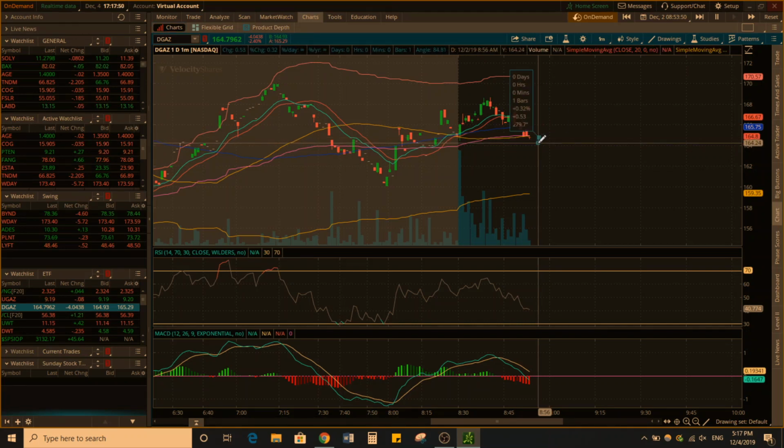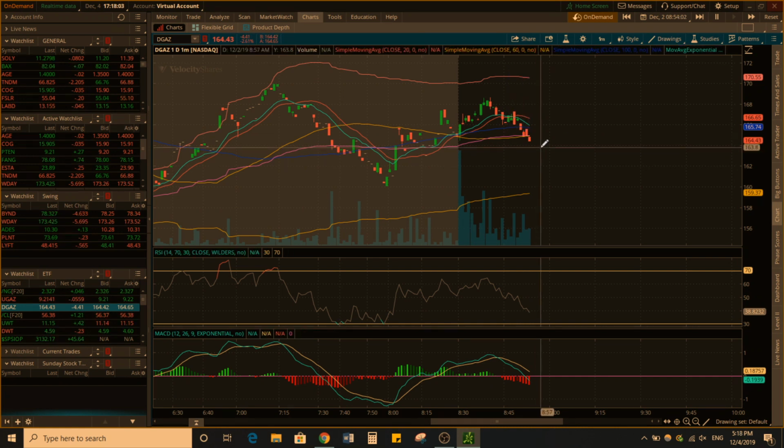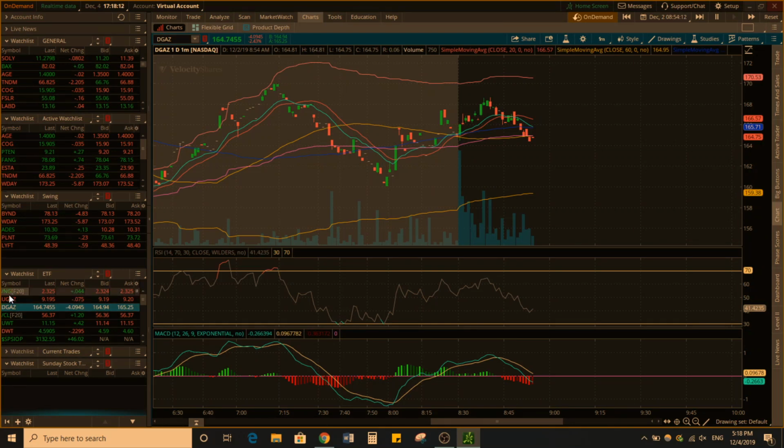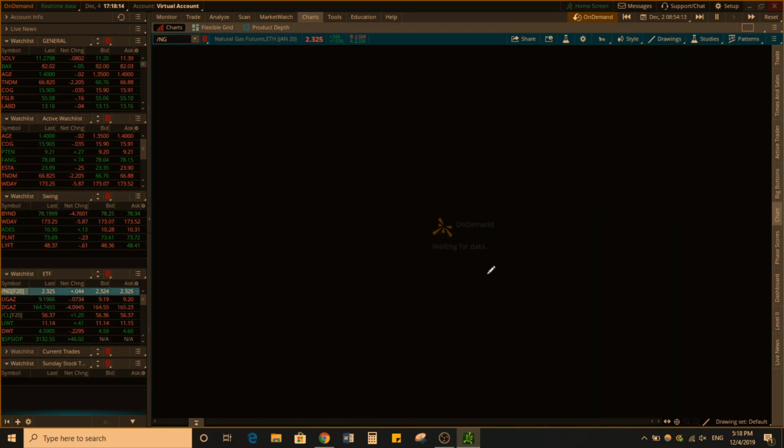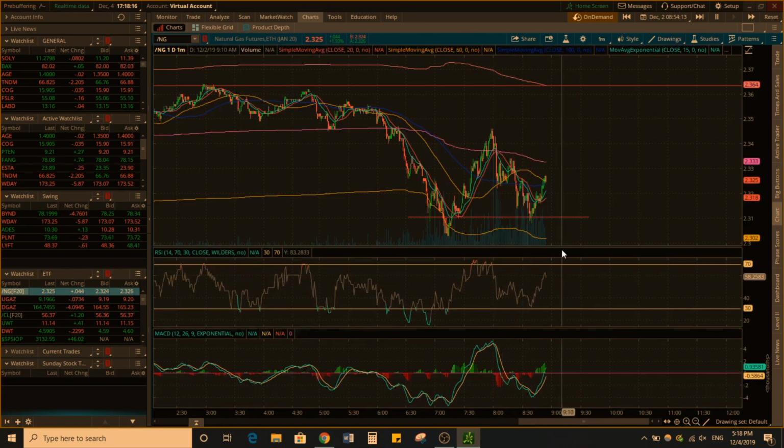So I'm willing to lose on this. Well, I want to get 1.5% if I average up, or about 1%. So I'm willing to lose about here, 163.8. Right now it's at 164.43, and it doesn't look like it's going to reverse, so we'll have to see. Looking at NG.